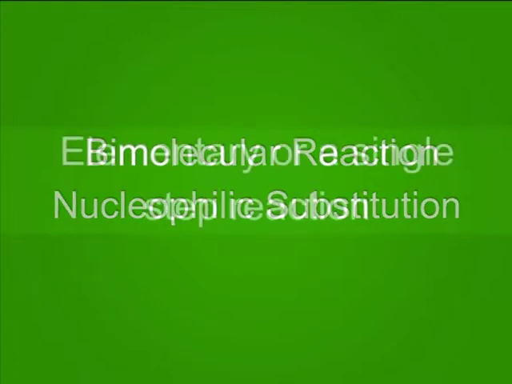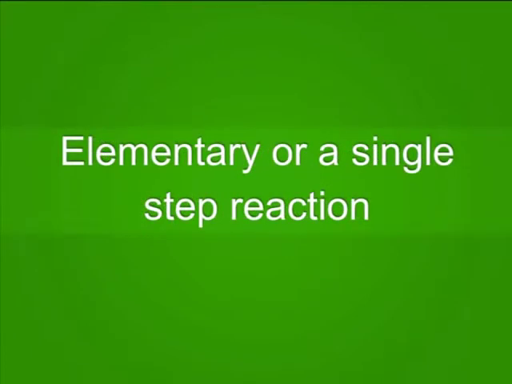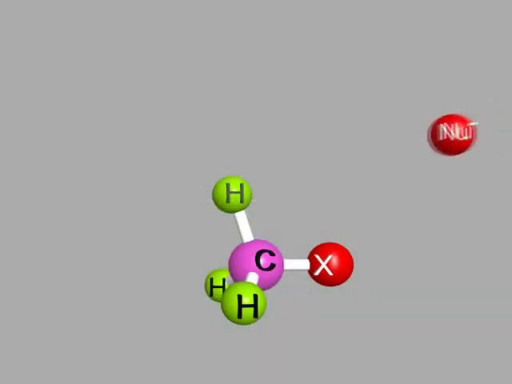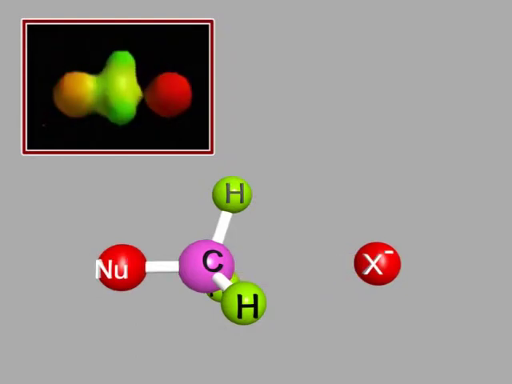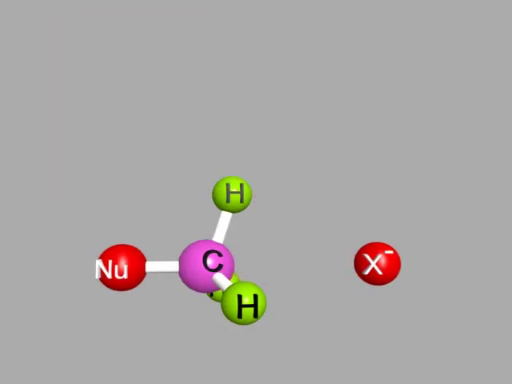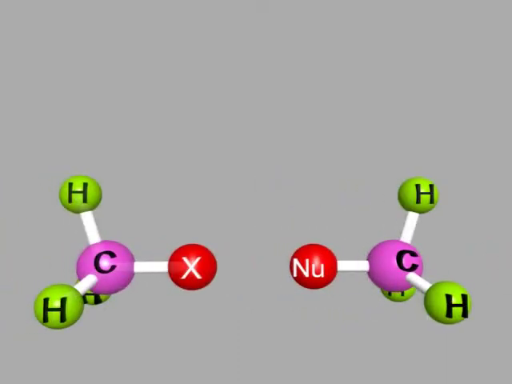It can be defined as an elementary or a single-step reaction. In this reaction, nucleophilic reagent reacts with the carbon from the opposite side of halogen. Reaction passes through a transition state in which there is partial bond formation of nucleophile with carbon and partial bond cleavage of halogen from carbon. Through transition state, there is formation of substitution product.